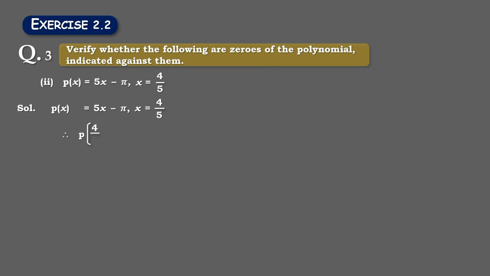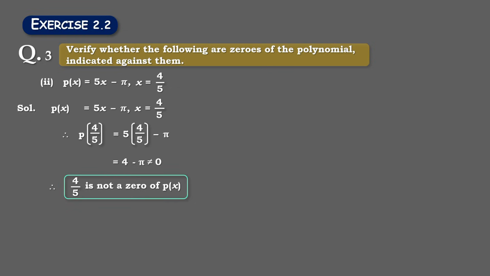After substitution, the value of the polynomial becomes 4 minus pi. Since this value is not equal to 0, the given number does not make the polynomial 0. Therefore, 4 by 5 is not a zero of the polynomial p of x.